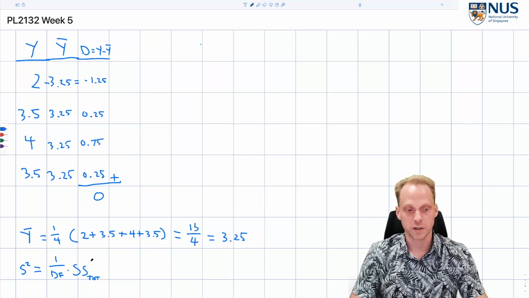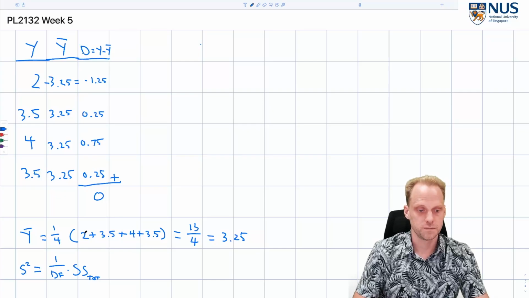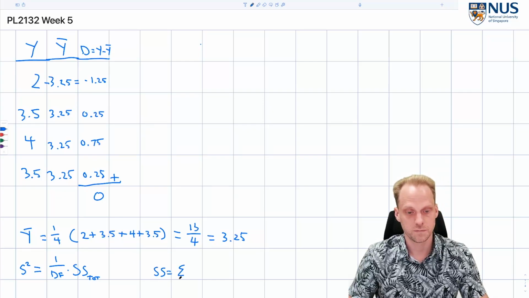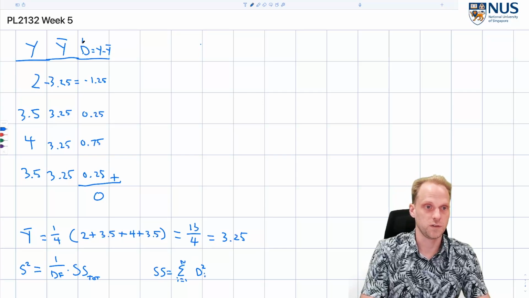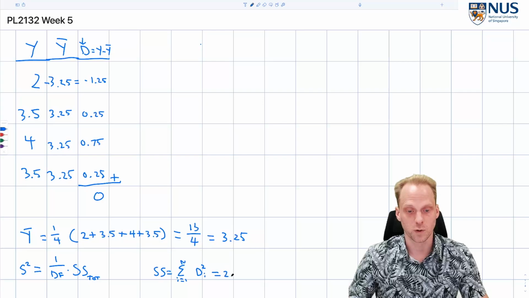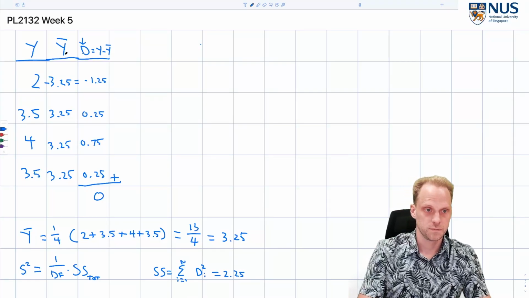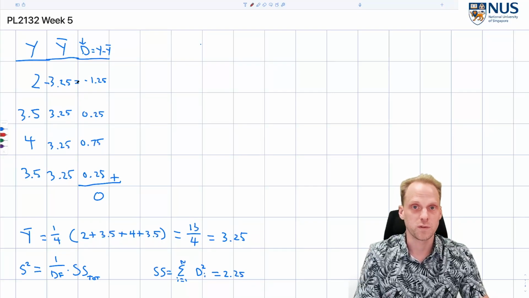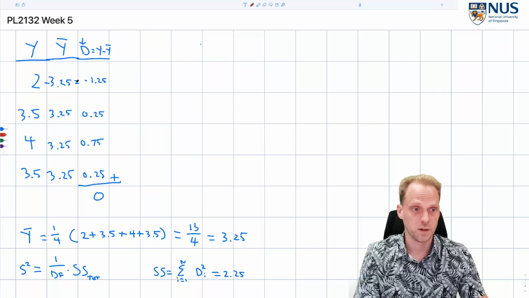So the sums of squares is the sum of these deviances squared, right? So these values, we can square them, and then we can sum them. In this case, the result will be 2.25. Now, an interesting thing here is that we have to think about how many pieces of information we actually have in this set of deviances, these D's.